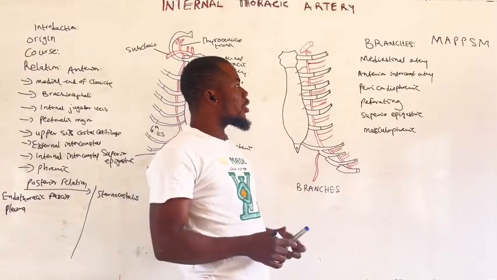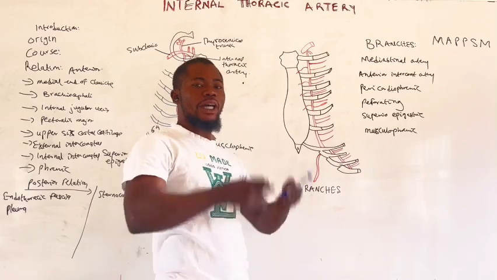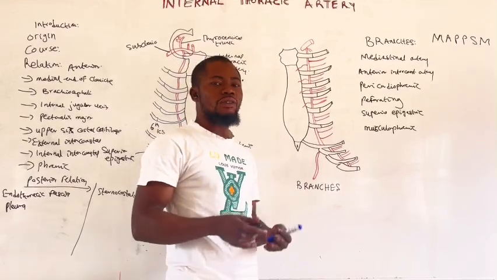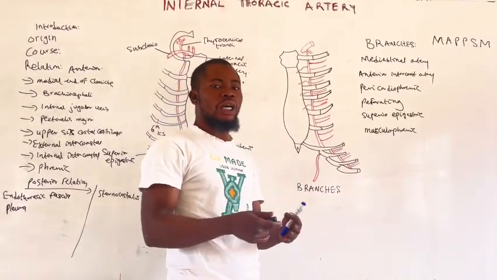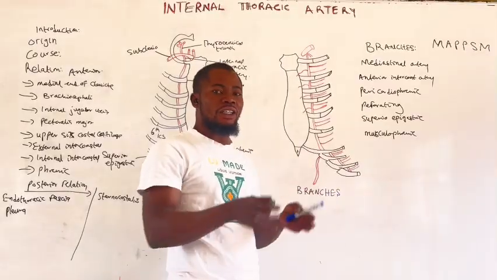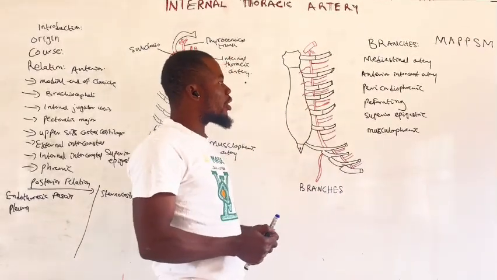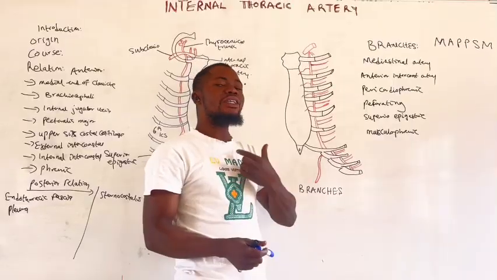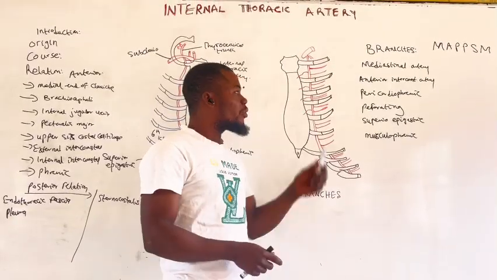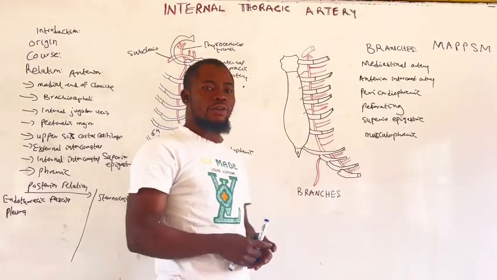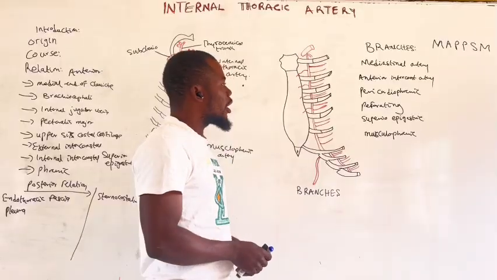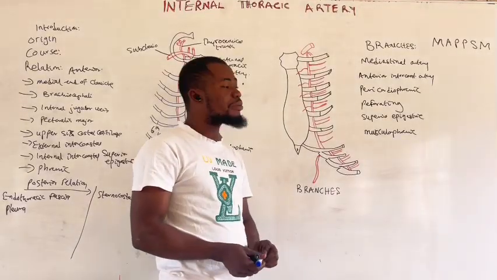The anterior intercostal artery runs behind the upper 6 intercostal spaces and gives off 2 anterior intercostal arteries to each of the upper 6 intercostal spaces. The pericardiophrenic artery arises near the root of the neck, and it follows the phrenic nerve up to the diaphragm, and it supplies the pericardium and the pleura.